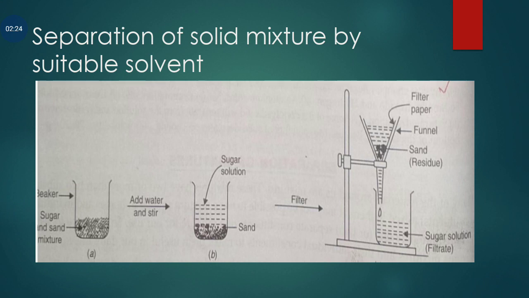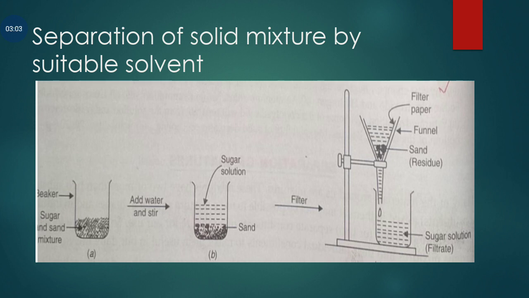First is separation of a solid mixture by dissolving it in a suitable solvent. Let us take a common example. Suppose we have a mixture of sugar and sand. See in picture A, there is a beaker in which we have taken sugar and sand, and if we add water and stir it, what happens? Sugar gets dissolved in water, but sand is insoluble. So sand remains as it is and sugar gets dissolved in water.